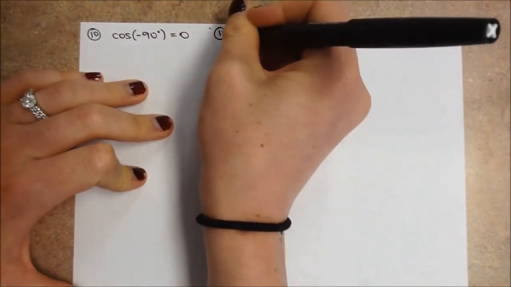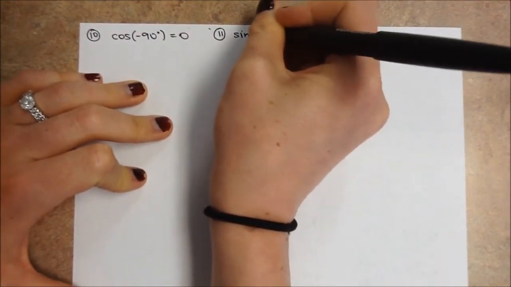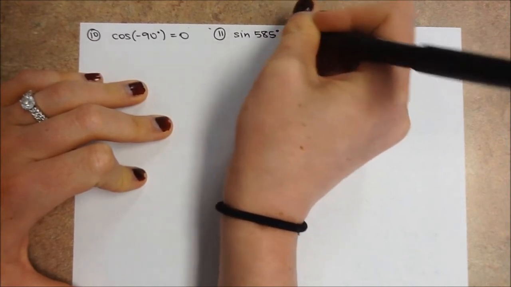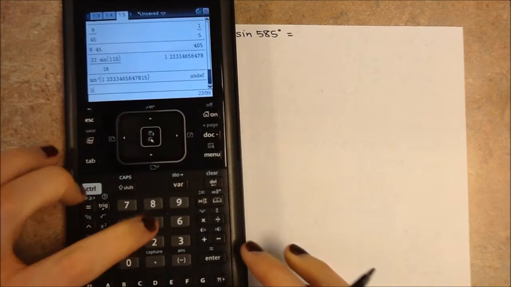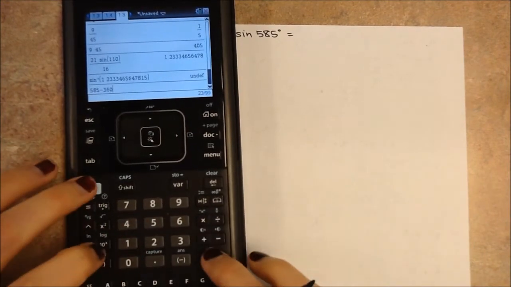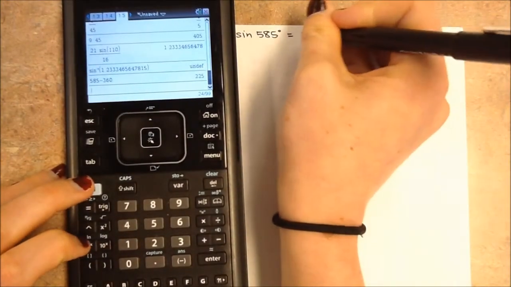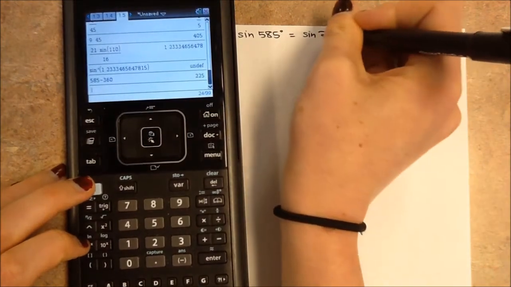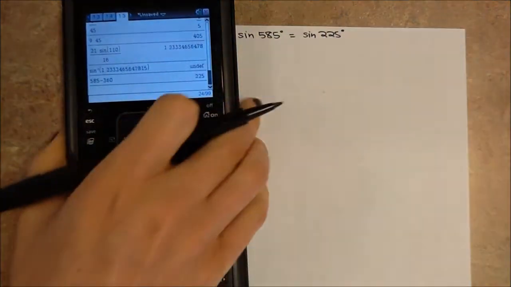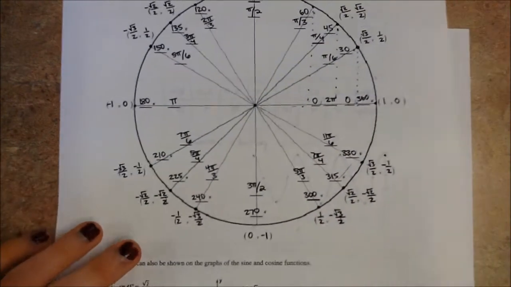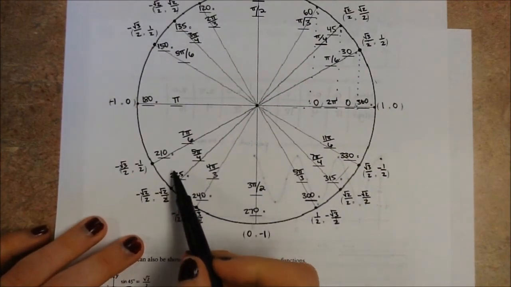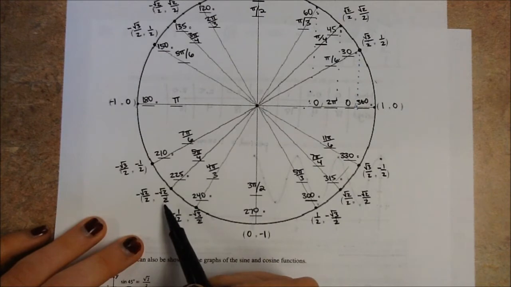Number 11, we've got the sine of 585. Now I'm assuming you know that 585 is too big to be on the unit circle, so I will find a coterminal angle by subtracting 360. That's 225. So since 585 and 225 are coterminal, they have the same value of sine. So 225 is on my unit circle. It is right here. And remember, sine is the y value. So my answer is negative root 2 over 2.